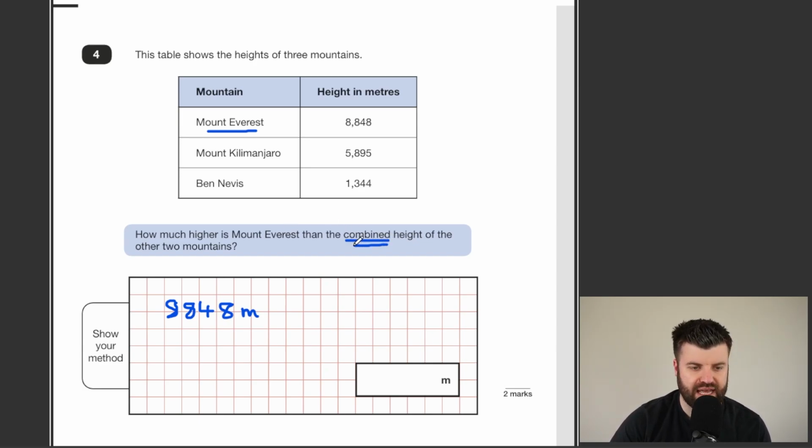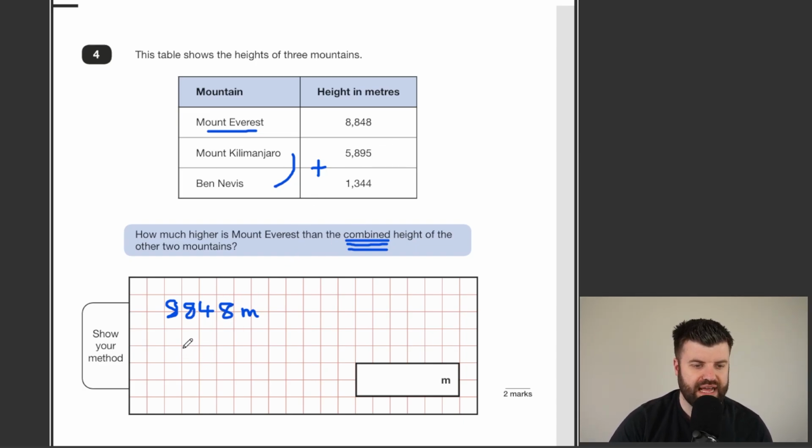And here's what we're testing here, vocabulary knowledge. What do we do when we combine things? We add them. Combined height of the other 2 mountains. So Kilimanjaro and Ben Nevis, we need to add these together. So let's do that first, shall we? I've written down 8,848. Maybe that was premature. Maybe I could have waited.